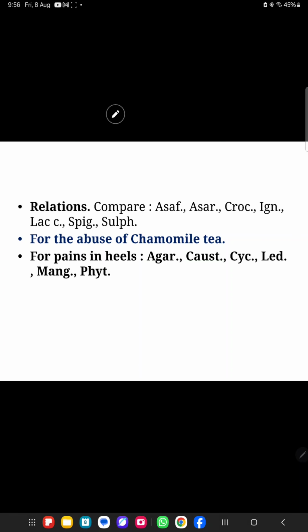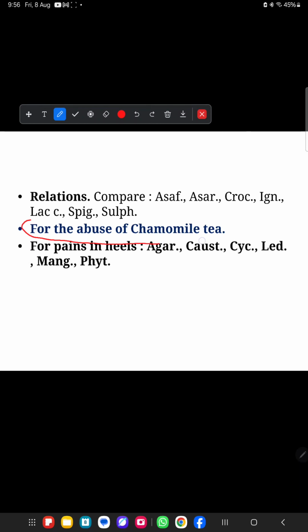Compare Asafoetida, Asarum, Crocus, Ignatia, Lac caninum, Spigelia and Sulphur. But this medicine we can use for the abuse of chamomile tea. This question has been asked this year.